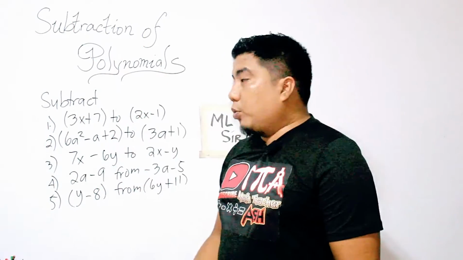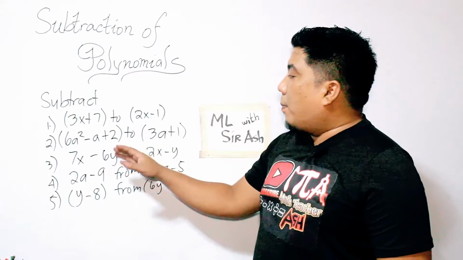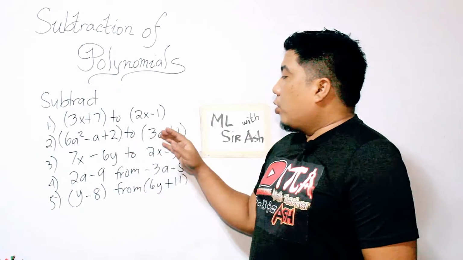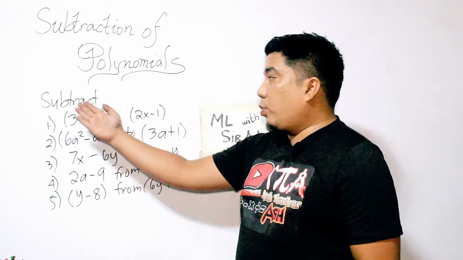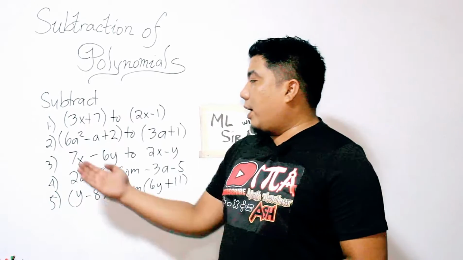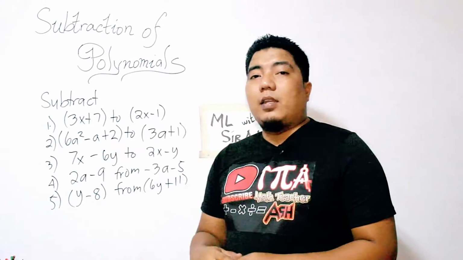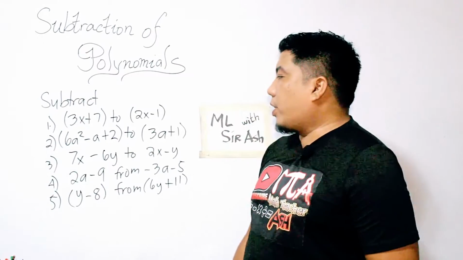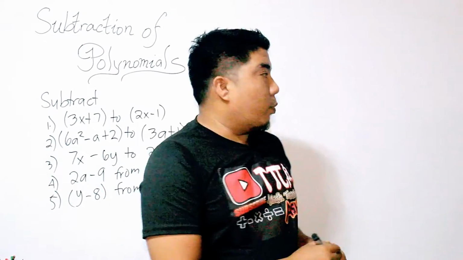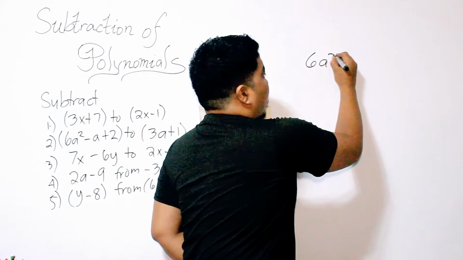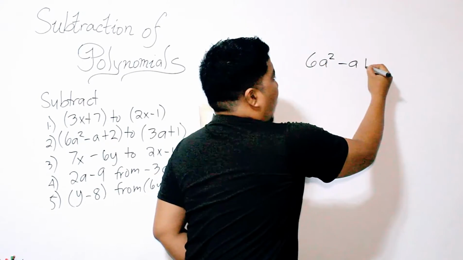Now, for question number 2, we have 6a squared minus a plus 2 to 3a plus 1. And we will subtract them. So, basically, the first given is our minuend and the second given is our subtrahend. Okay, so we just copy our minuend. That is 6a squared minus a plus 2.